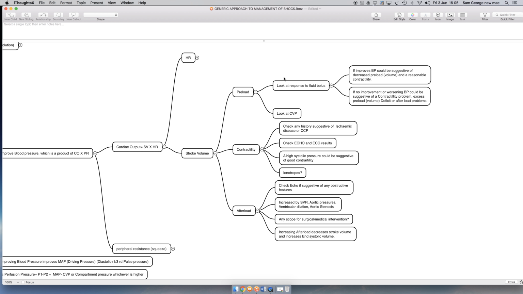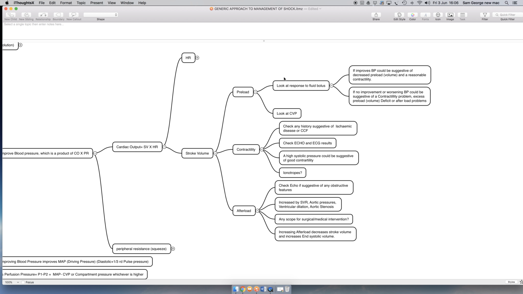If the blood pressure improves, it could be suggestive of a decreased preload. It could be suggestive of a volume responsive patient, of decreased preload and a reasonable contractility. But if there's no improvement or a worsening blood pressure, it could be suggestive of a larger preload deficit, a contractility problem, or it could also be suggestive of an afterload problem. So do not miss these patients and do not keep giving them fluids. You always have to think about the next step. You can't do much if the patient is not fluid responsive in the ward. So you have to think about escalating care to intensive care or CCU at the earliest.